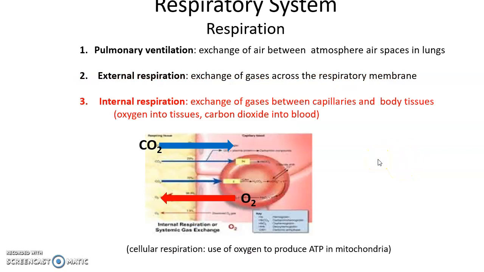Internal respiration occurs all throughout the body. This is the movement of oxygen from the bloodstream to the tissues and the movement of carbon dioxide from the tissues to the bloodstream. And so this is involving capillaries all throughout the body, oxygen leaving the bloodstream, carbon dioxide entering it. There is, of course, also cellular respiration, which we talked about a long time ago in Unit 1, and that is the use of oxygen to make ATP. So that is, of course, what the mitochondria do.